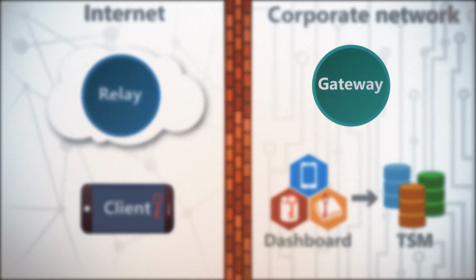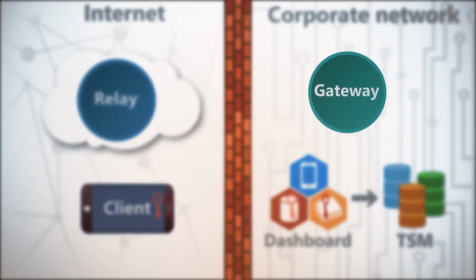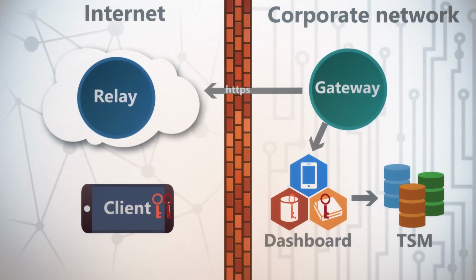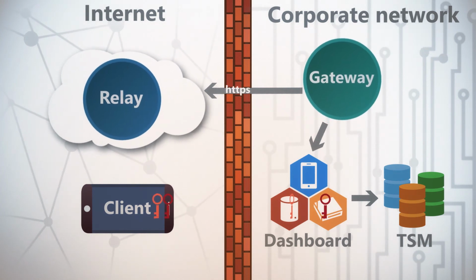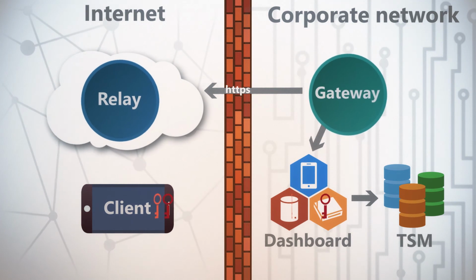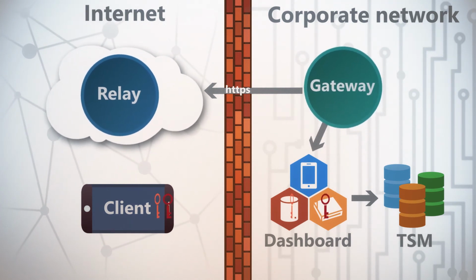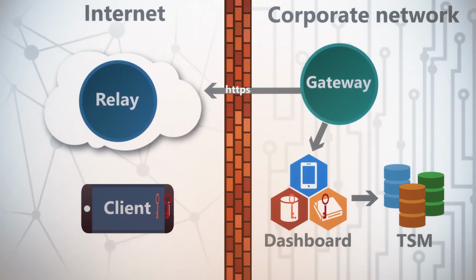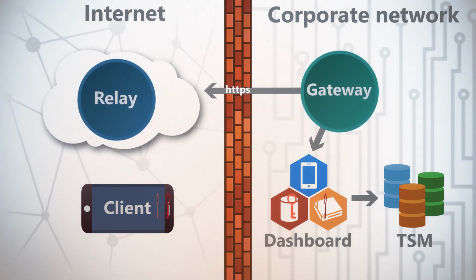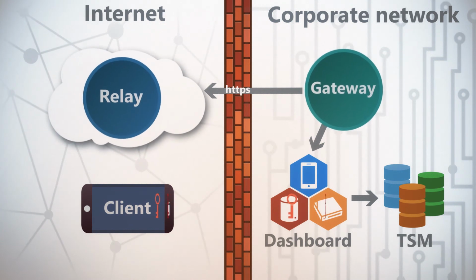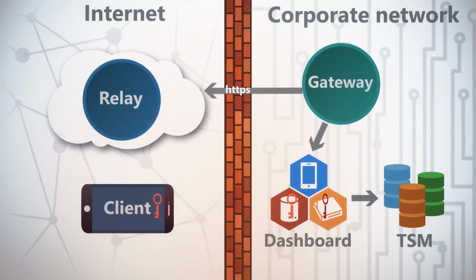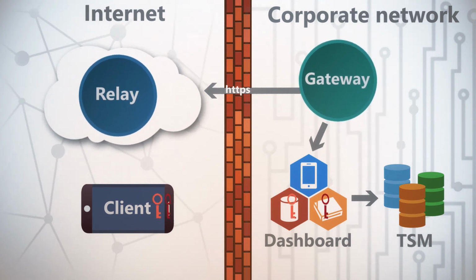The gateway establishes a secure connection between the dashboard server and the internet. Within the intranet, the gateway needs to be positioned so that it can communicate with the dashboard server and the relay server on the internet through a proxy server and a firewall. Communication between the gateway and the relay is similar to browser-web server communication. That is, a connection is always initiated by the gateway and uses standard HTTPS protocols and ports.